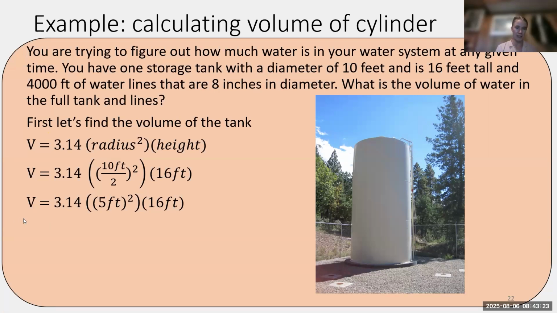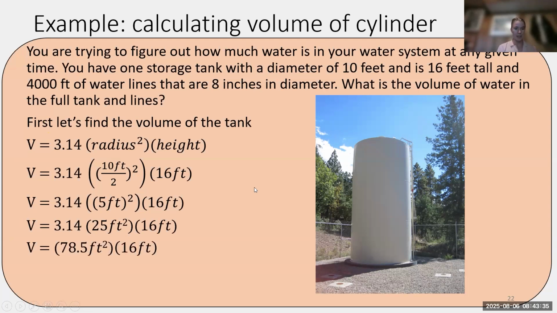So do the parentheses, 10 over 2 is 5. We'll square that. And so then we get 3.14 times 25 feet squared times 16 feet. We'll do 3.14 times 25 first. That gives us 78.5 feet squared times 16 feet. And that gives us a final answer of a volume of 1,260 feet cubed, feet to the third. So that's the volume of our tank, right?